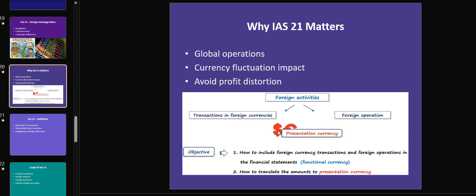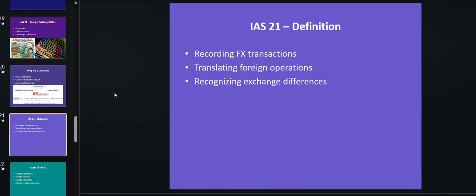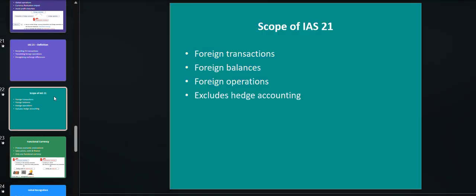Here are some terminologies: the presentation currency, the functional currency. We will look into it in this video. Next, we have the definition of IAS 21. IAS 21 covers the accounting of foreign currency transactions, translation of foreign operations, and recognition of exchange differences. After that, we have the scope of IAS 21. IAS 21 applies to foreign transactions, foreign balances, and operations, but it excludes hedge accounting techniques.